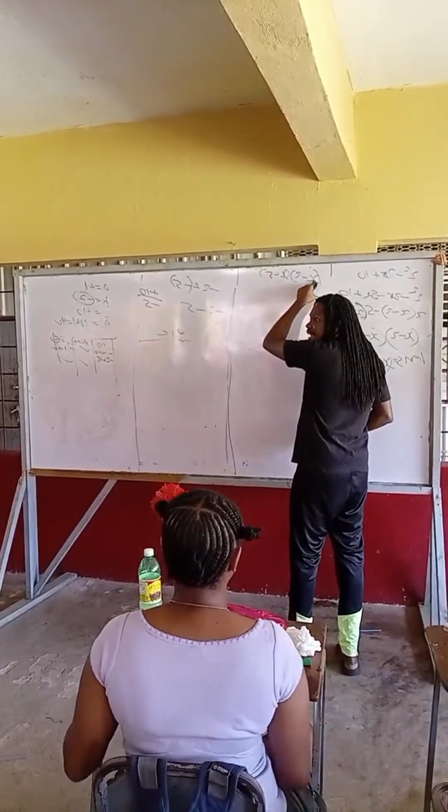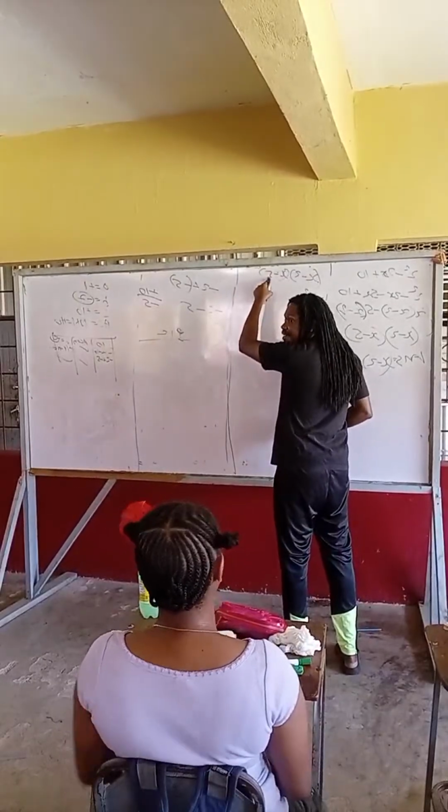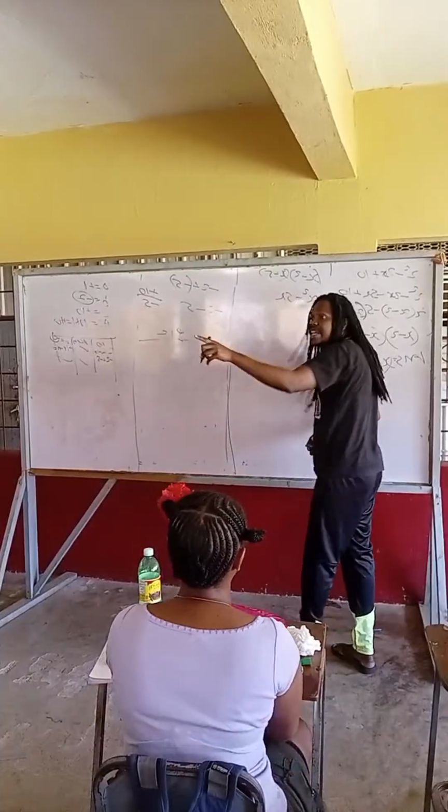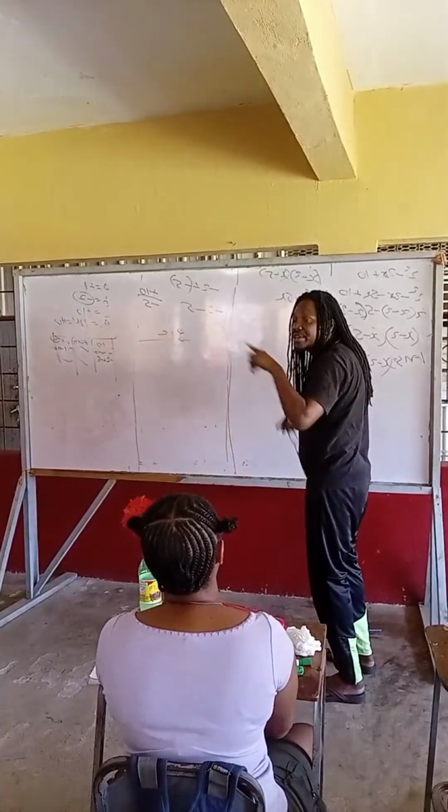Because I'm positive x and it's a negative 5. Everybody see that? So that's why the answer is minus 5x. You understand that? Because the signs are different, the result is negative.